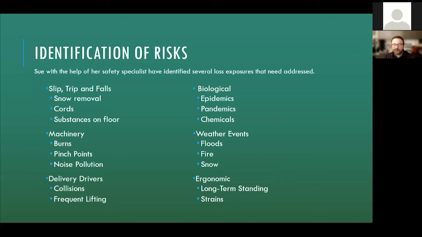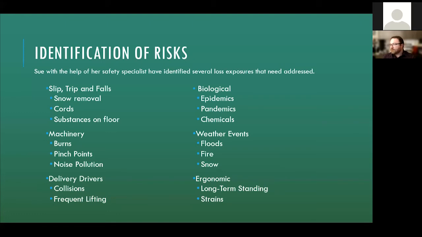They also have delivery drivers. They drive the candy out to retail locations. So there's the risk of collisions. That's not something that they necessarily have control over, and we'll talk a little bit about an analysis of what we can do on things where we don't have a lot of control. And then there's the frequent lifting by the delivery drivers. They've got to pick the candy up, put it in the back of the van, take the candy out, and carry it in. So that offers a lot of opportunity for strains.